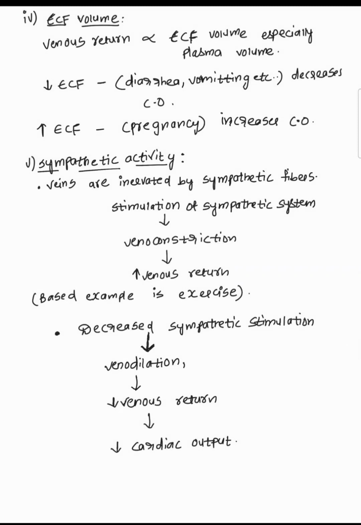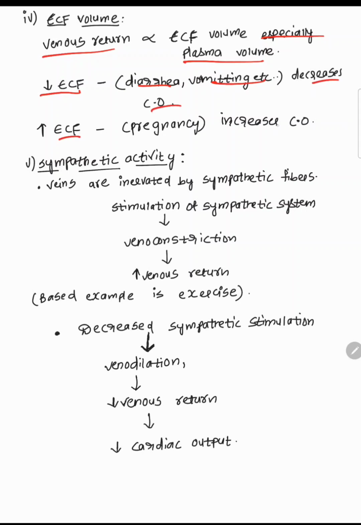Next, ECF volume. See, ECF volume greatly influences the venous return because venous return is directly proportional to the ECF volume, especially the plasma volume. If ECF volume decreases, there will be a decrease in cardiac output. If ECF volume increases, there will be an increase in cardiac output. One example of decreased ECF volume is diarrhea and vomiting, where we lose water, right? As we lose ECF volume, there will be a decrease in cardiac output.